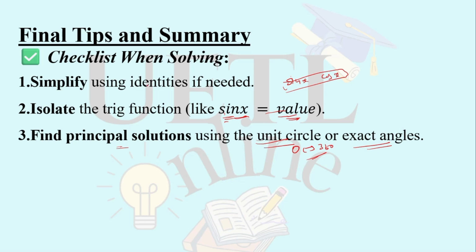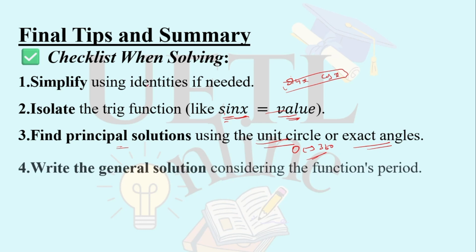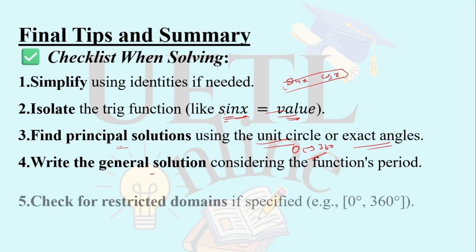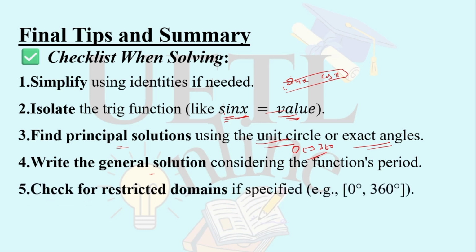So let's go on to the next. If you are considering the period which is over 360, write the general solutions. In the last chapter we talked about the general solutions. So write the general solution and substitute. And if you keep on substituting until your answer exceeds the limit, keep on substituting. Then the other thing is check for restricted domain. In the questions, they usually give you a domain like from 0 to 360, from 0 to 540, or from 0 to 720. So make sure you check this.